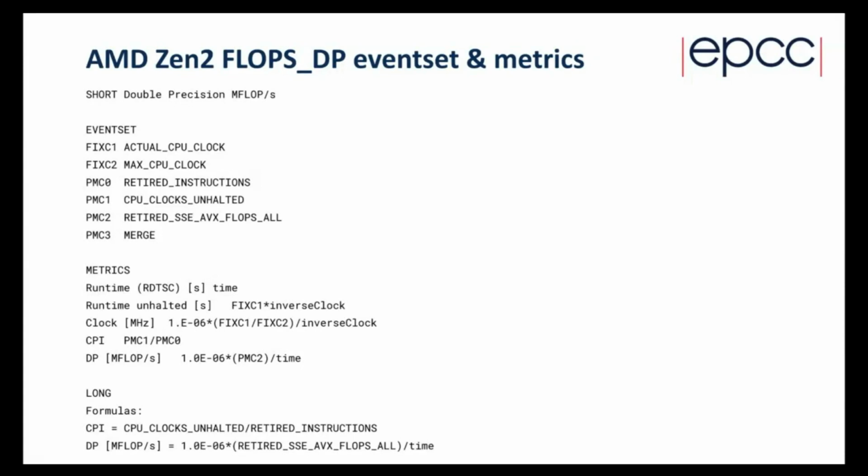They are combinations of these fixed purpose and assignable counters, and these variables time and inverse clock, which LIKWID derives not directly from the counters, but by some other mechanism, which is too much to go into here. But you can see very concretely how the output that you get when you measure performance counters and derived metrics is computed. So it's all very transparent, and that's very nice. I think it's a nice feature of LIKWID.